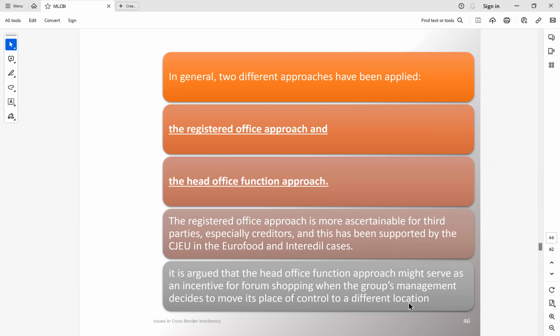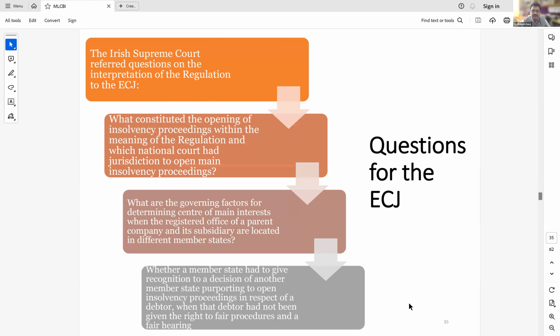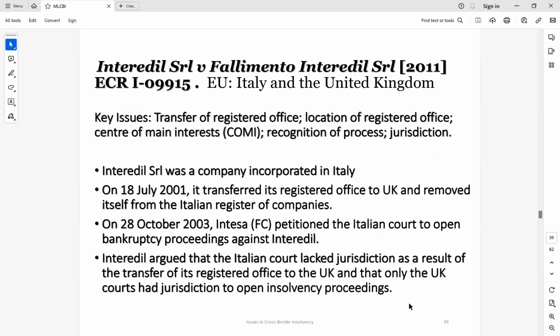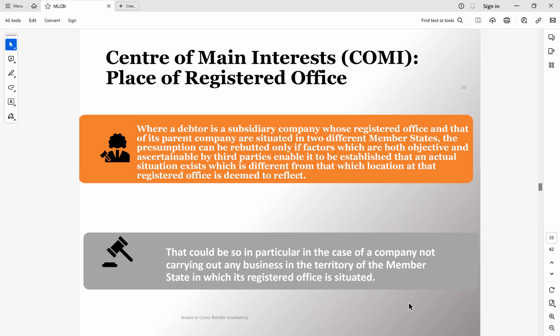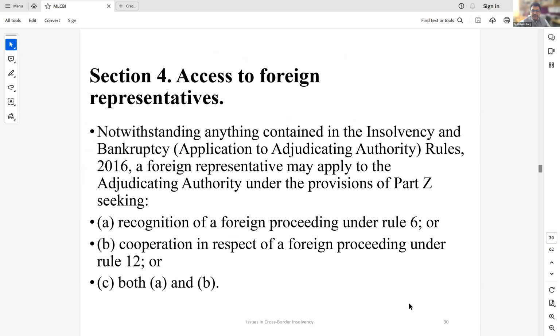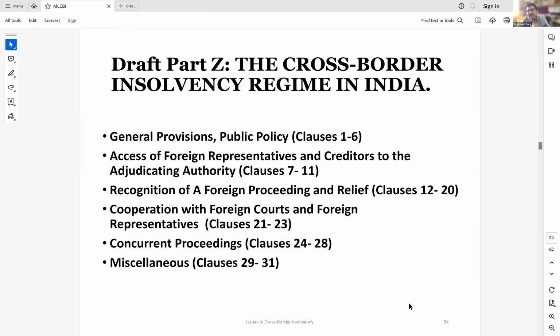So what is the current state of affairs regarding cross-border insolvency? The current state of cross-border insolvency is that there is no legal regime, as we have seen in the case of this cell.